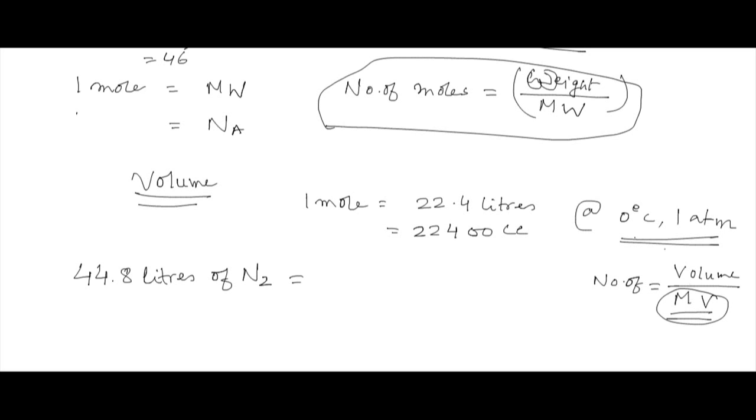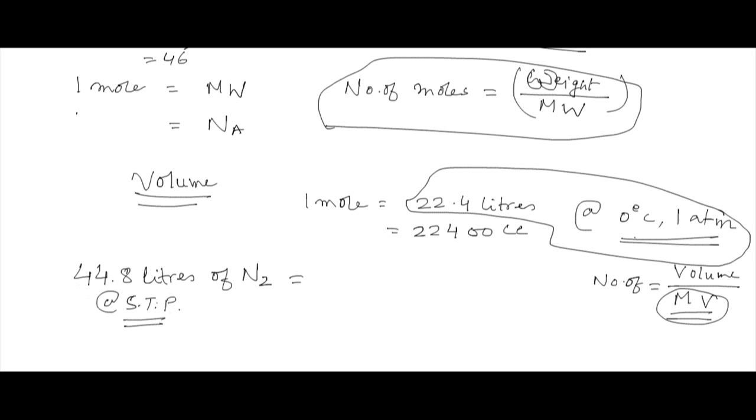What is this molar volume? Molar volume is 22.4 liters at 0 degree Celsius and 1 atmosphere. So this 44.8 liters that I have been given is at STP or NTP. Basically there are two conventions. Sometimes they say STP, standard temperature and pressure. Sometimes they say NTP, normal temperature and pressure. But let us remember it is 0 degree Celsius and 1 atmosphere, where this molar volume of any gas will be 22.4 liters. Why is it called molar volume? Because it is the volume occupied by 1 mole of that gas.